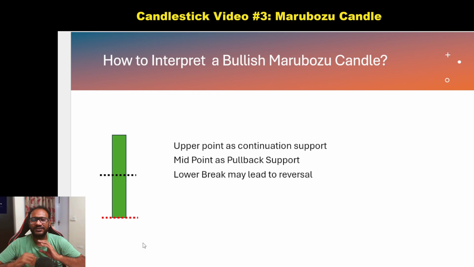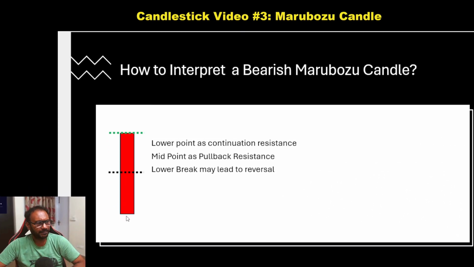The same thing is reversed in the case of a red Marubozu candle, where the base will act as the resistance, because the market has opened here, closed over here, and the next candle is going down. If there is a pullback, this should offer the first level of resistance, which will act as continuation resistance. If it gets pulled back to the middle, then at this juncture it will act as pullback resistance. And if that gets broken and it continues to go higher and then breaks this level, it indicates a trend change or trend reversal. So that's how you read it.